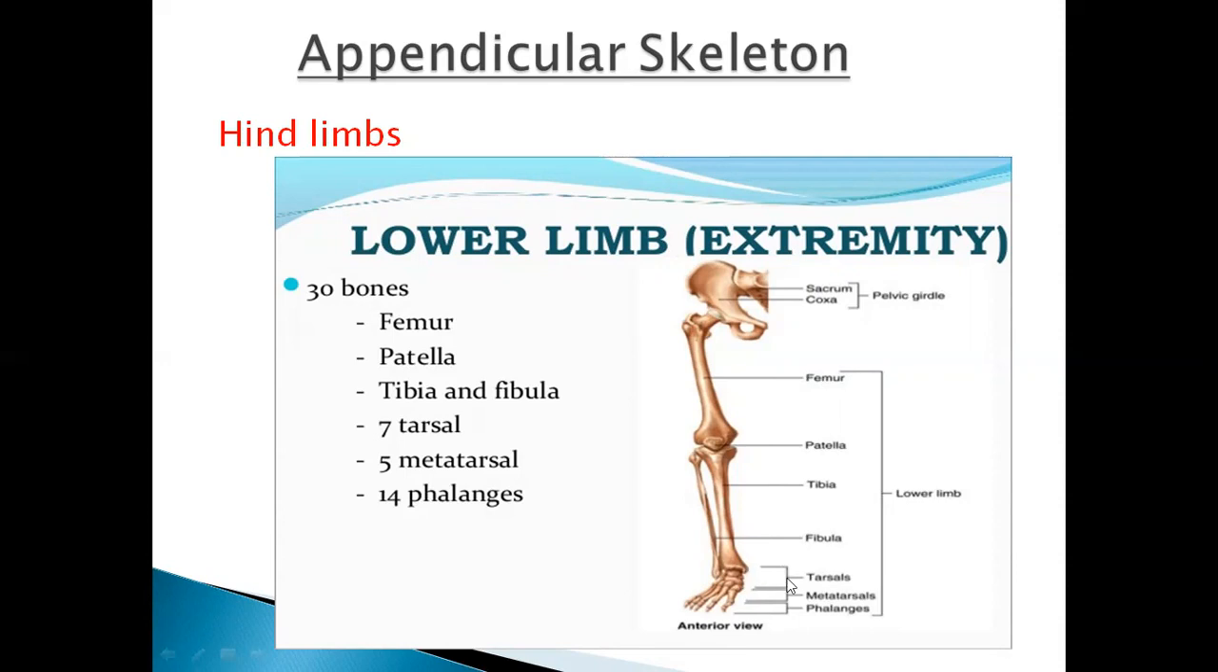Just like in your hand region, what was there instead of tarsals? There were the carpals, right, in the hand region. But if you see in the hind limb, it is tarsals, that join with the metatarsals. Sorry, tarsals are 7 in number and metatarsals are 5 in number. Metatarsals are further joined with the phalanges, also 14 in total as were present in the forelimbs. This was all about the appendicular skeleton of the human skeleton.